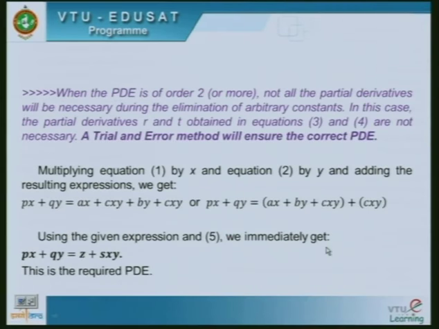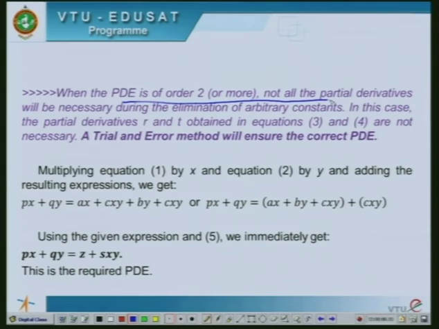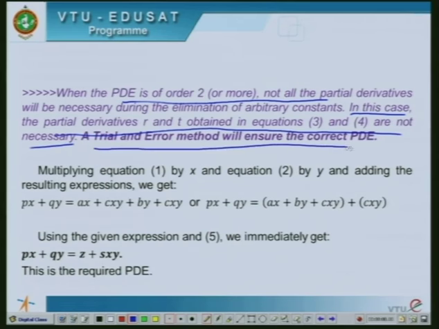So, when the PDE is of order 2 or more, not all the partial derivatives will be necessary during the elimination of arbitrary constants. In the problem we are doing now, the partial derivatives r and t obtained are not necessary, because both are giving you 0 values. You got r equal to 0 and t equal to 0, correct. A trial and error method will ensure the correct PDE. When you practice, you will see that not all second order partial derivatives may be necessary when you obtain a PDE of order 2.